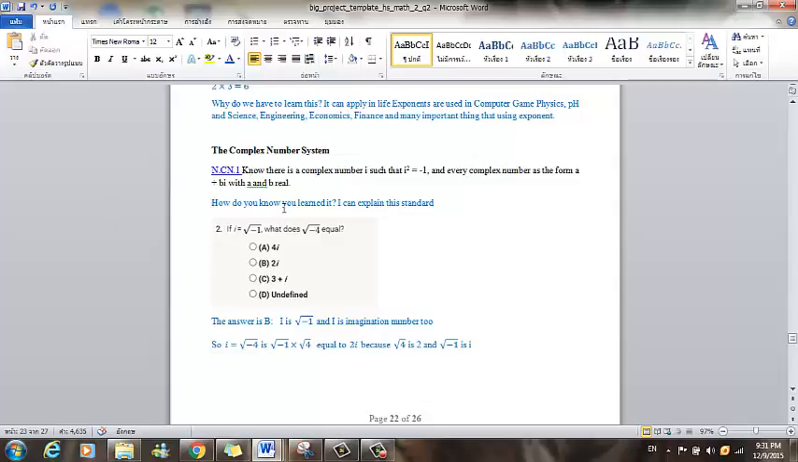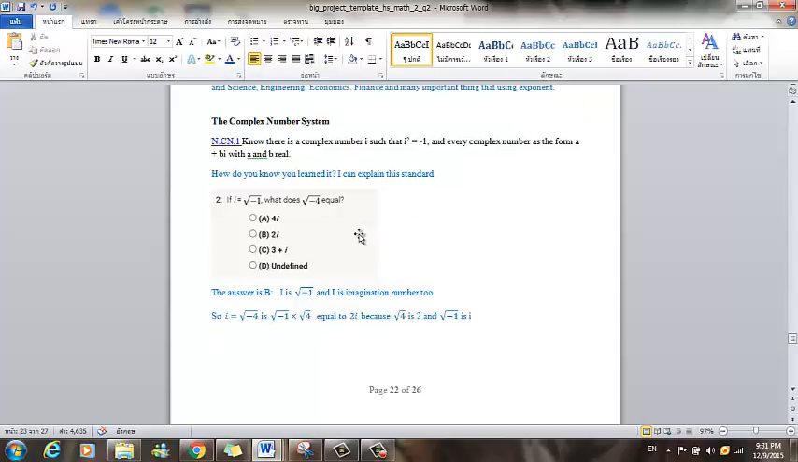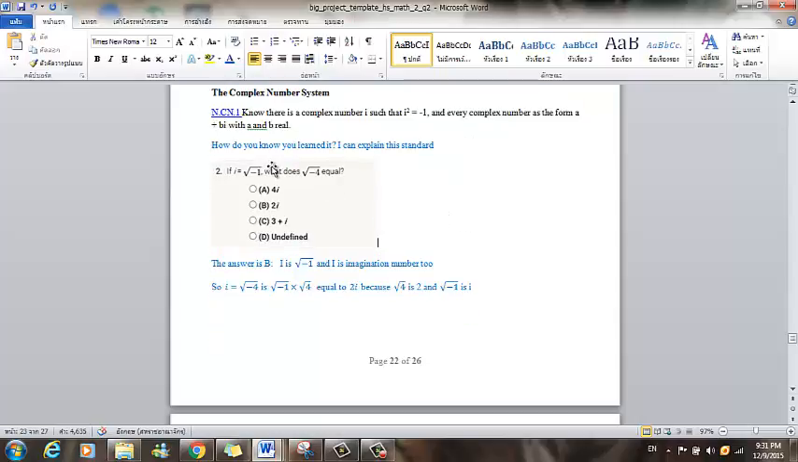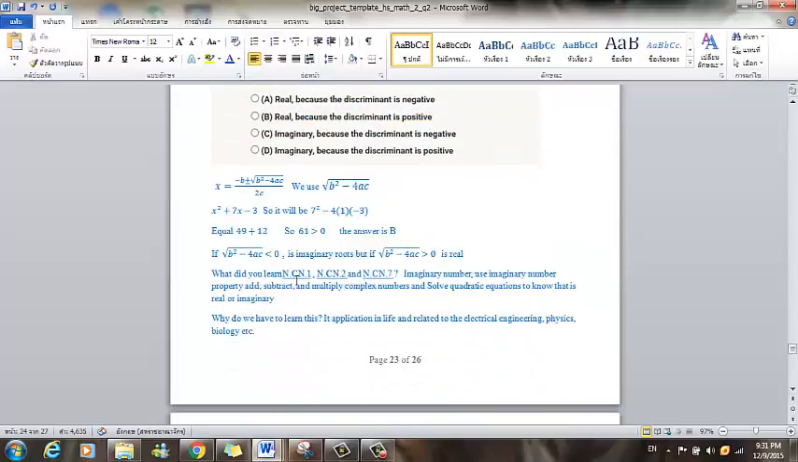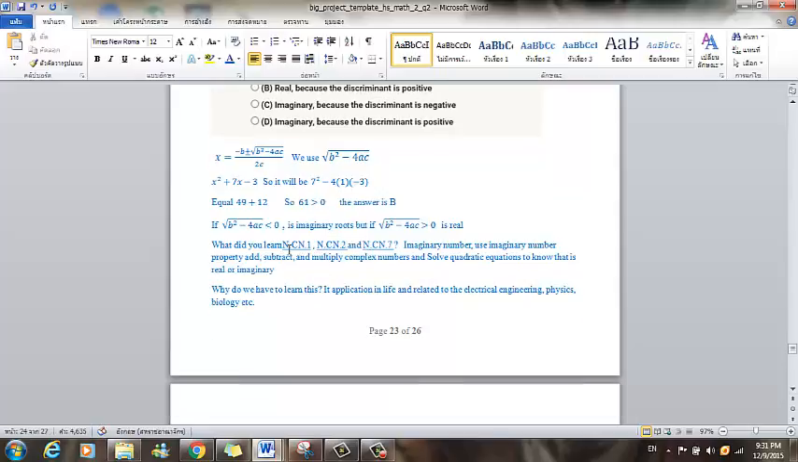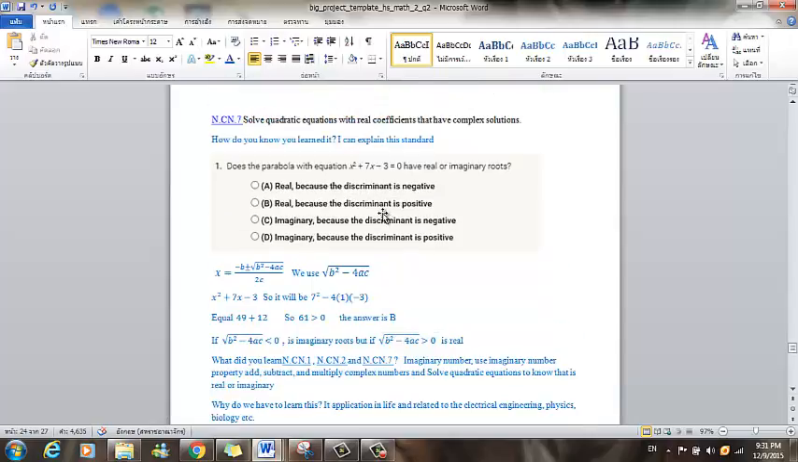So how do you know you learned this? I can explain this standard. First I'm going to tell you what we learned in this standard: NCN1, NCN2, and NCN7. We learned about imaginary numbers, using imaginary number properties, adding, subtracting, and multiplying complex numbers, and solving quadratic equations to know whether the roots are real or imaginary.